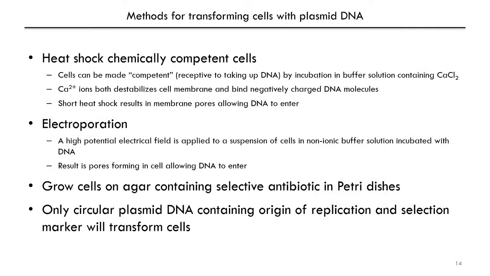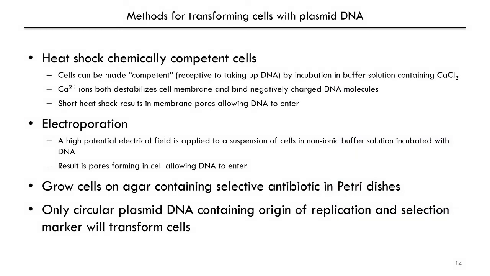Once you have attached the DNA insert into a cloning vector, how do you get it into E. coli? How do you introduce it into the cells? There are a few different ways to do this. These are two common methods to introduce recombinant DNA into cells for cloning: by heat shock of chemically competent cells, or by electroporation.